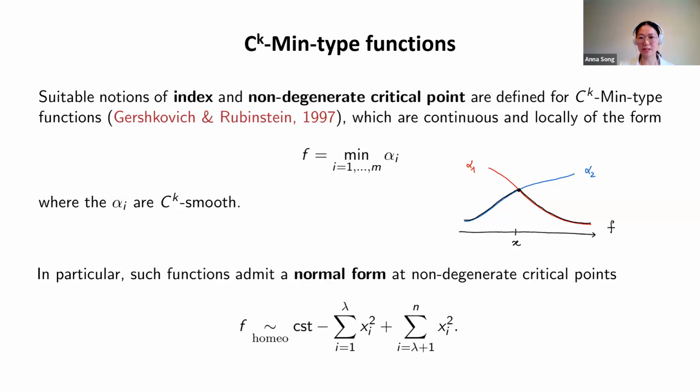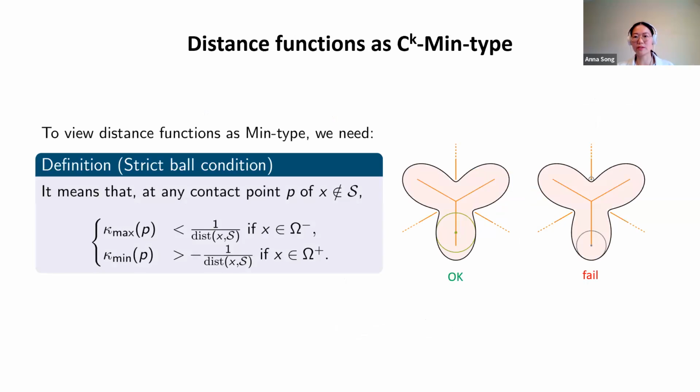So the idea here is to recast distance functions as CK-min-type functions. One useful geometric condition to do so is the strict ball condition. Namely, it says that your point X, so you find the contact points on the surface, and at any of the contact points, the curvature of the surface should be strictly different.